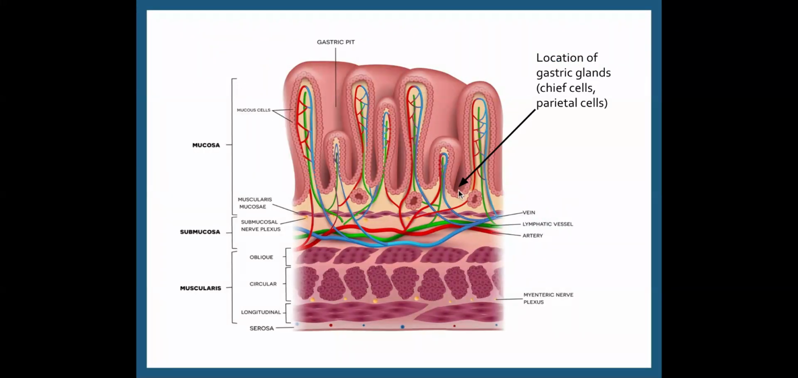And you can identify some of the cells here. So chief cells and parietal cells would be in this area. And this area, which kind of looks like a valley, would be the gastric pit. And then these folds, those are the rugae. So this layer here is the mucosa, and then the next layer below it you have the submucosa, and then you have those muscles that we talked about, the longitudinal, circular, and oblique layers.